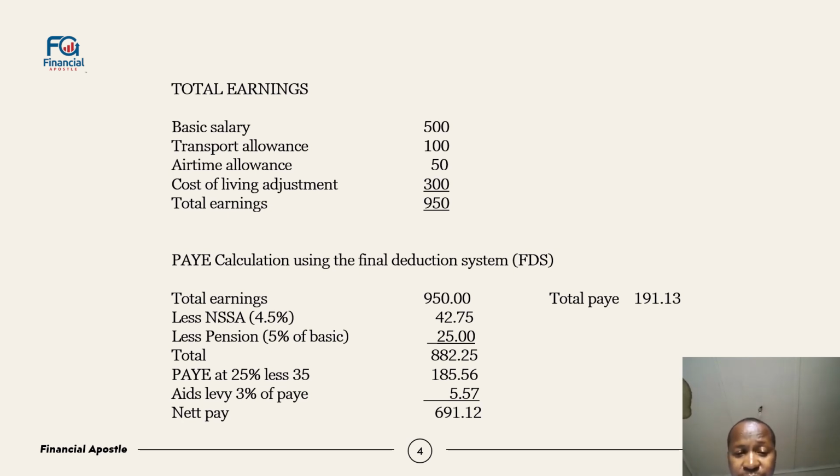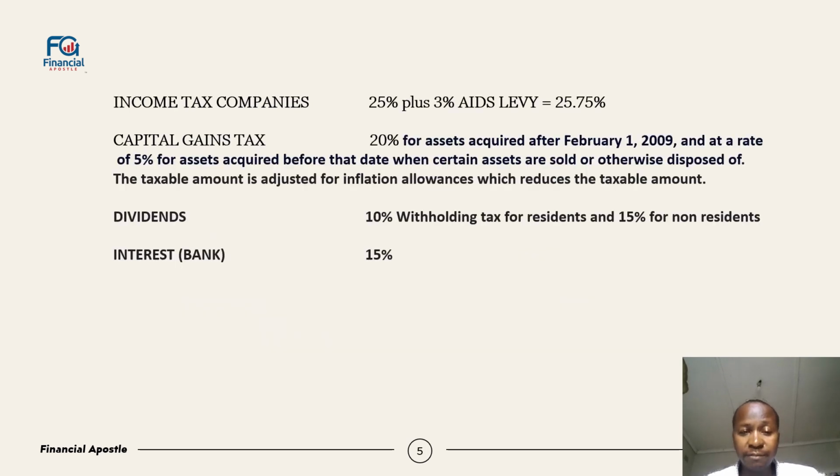So this person's net pay comes to $691.12. Our total tax then adds up to $191.13. So this is the basic calculation for someone that is in active employment. Their take home is $691.12. So note here that they haven't separated out their living expenses. So you are taxed before you spend.